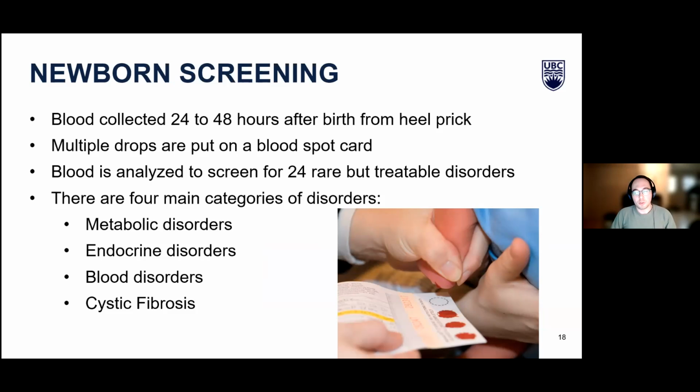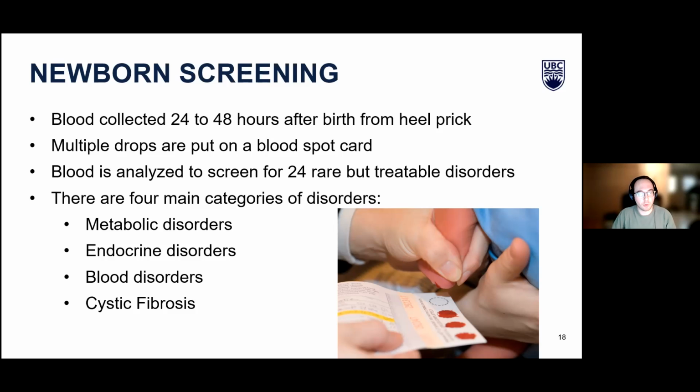So in newborn screening, what happens is that we will collect blood from the newborn within about 24 to 48 hours after birth from a heel prick. So that's what's being shown in this picture here: the newborn's foot is here, the heel has been pricked, and they're just spotting this blood spot card with the newborn's blood. And then that blood will be analyzed to screen for 24 rare but treatable disorders.